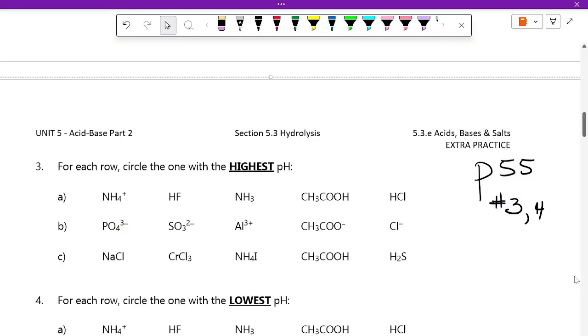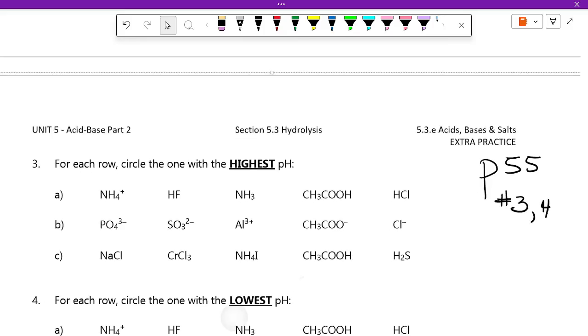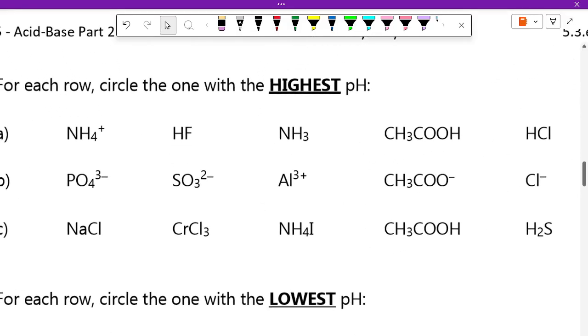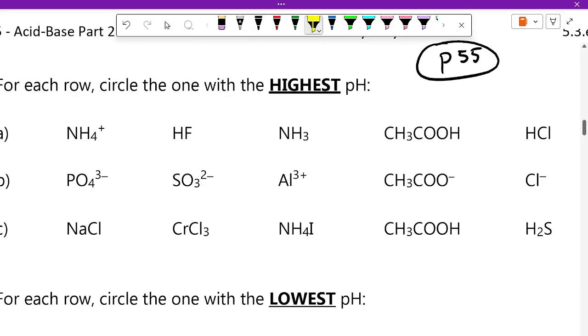And we're looking at questions 3 and 4. So you are asked in each row to circle the one with the highest pH. This is page 55. So what we're going to do is take a look at each substance and decide, is each substance an acid? Is it a base?